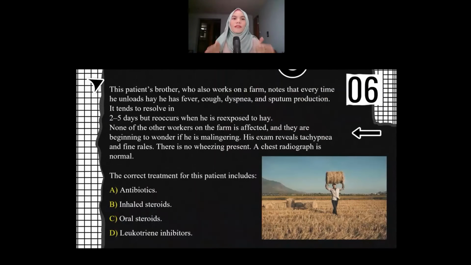Okay. Question number 6. This patient's brother, who also works on the farm, notes that every time he handles hay he has a fever, cough, dyspnea, and sputum production. It tends to resolve in 2 to 5 days, but recurs when he is re-exposed to hay. None of the other workers on the farm are affected, and they are beginning to wonder if he is malingering. His exam revealed tachycardia and fibrosis. There is no wheezing. Chest X-ray is normal.